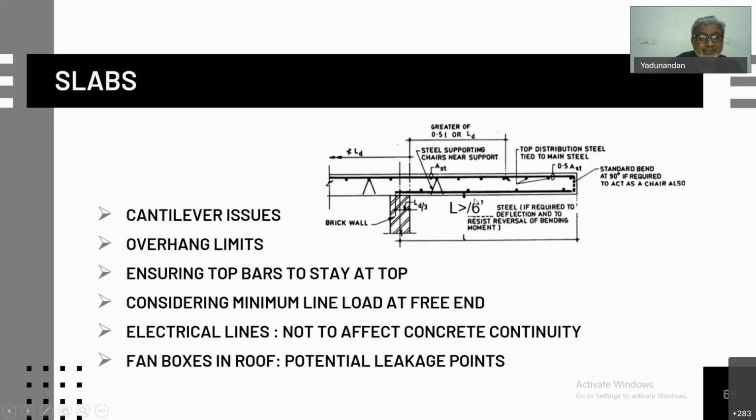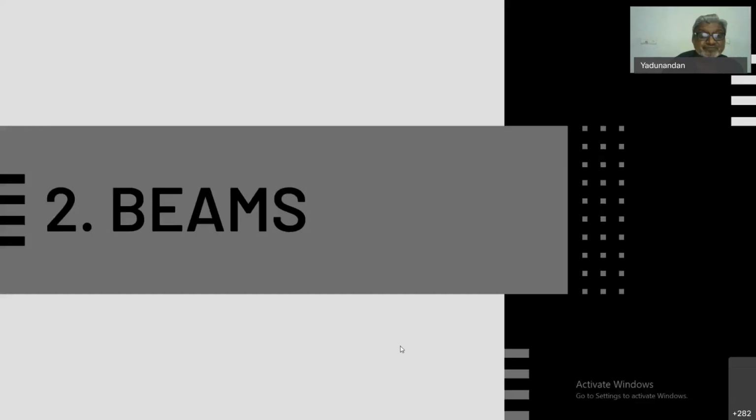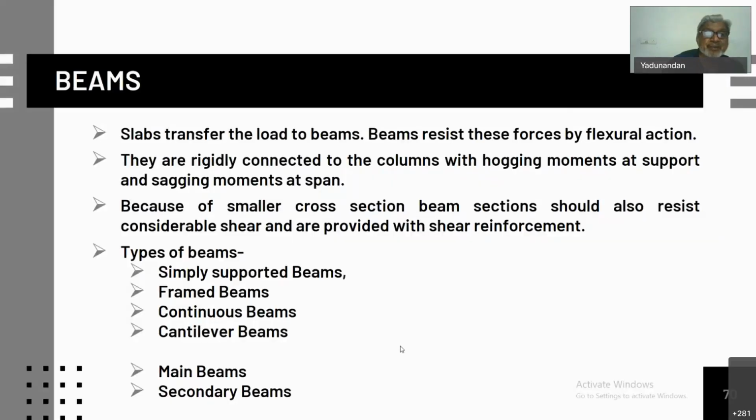And in concrete slabs, we have to note that while concreting, the electrical lines are placed in such a way that they do not affect concrete continuity. It is a very important part of electrical line detailing. In the roof, if you provide fan boxes, they can become potential leakage points, so you have to take care of that. We go to the beams.